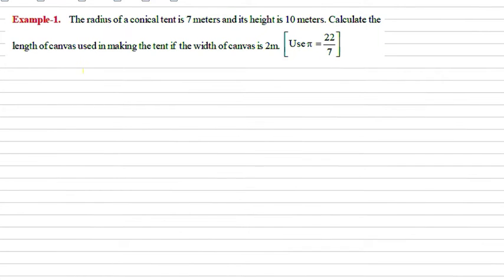Now I am explaining the example problems before exercise 1. Example first question. The radius of a conical tent is 7 meters and its height is 10 meters. Calculate the length of canvas used in making the tent if the width of the canvas is 2 meters. Here use pi is equal to 22 by 7.